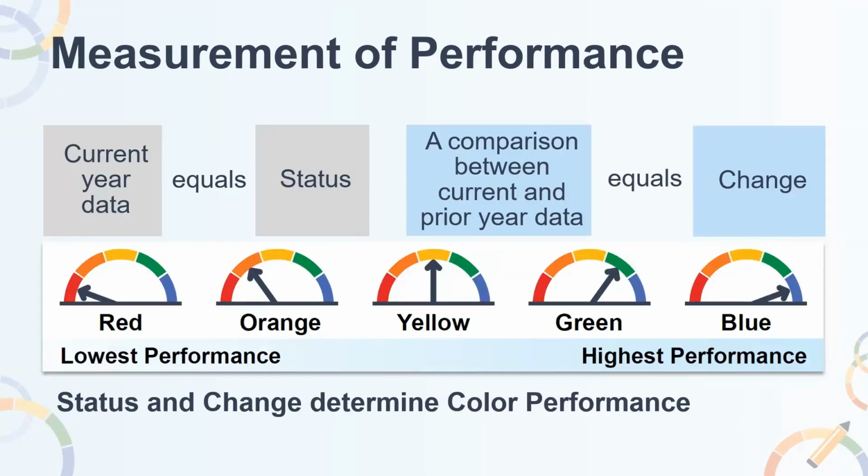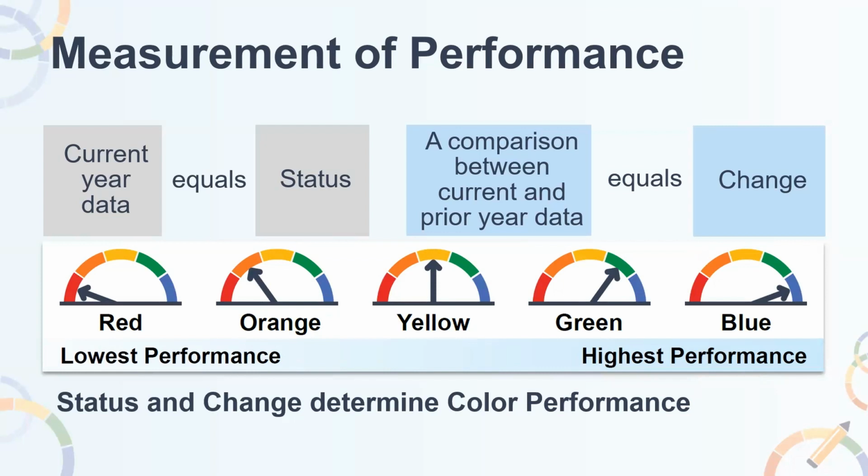How do these measures get a color? The measure of performance for LEAs, schools, and student groups on the dashboard is done by looking at 2 years of data. Current year data equals status. A comparison between the current and prior year's data equals change.